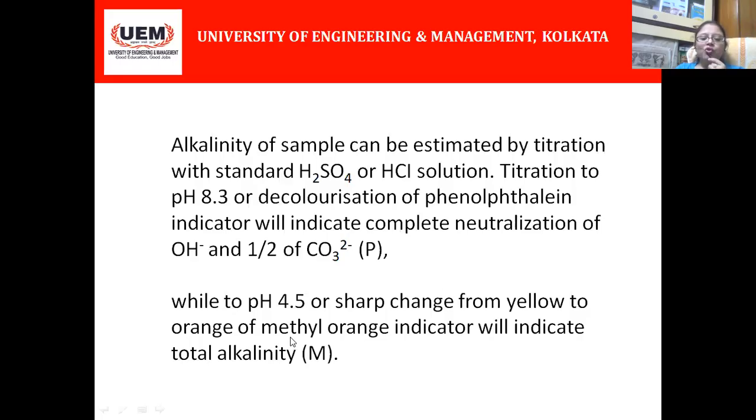While to pH 4.5, if there is any alkalinity present beyond the pH level 8.3, that cannot be detected by phenolphthalein indicator. For that, you need a methyl orange indicator. At pH 4.5, a sharp change from yellow to orange of methyl orange indicator will indicate the total alkalinity. It will give the total alkalinity measurement due to OH minus, bicarbonate and carbonate, as it can measure up to pH 4.5. That alkalinity you can denote by M.